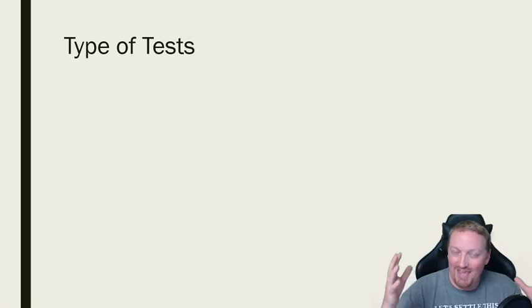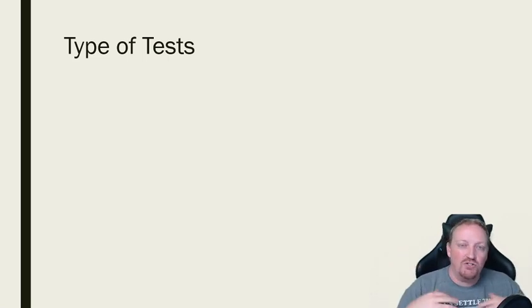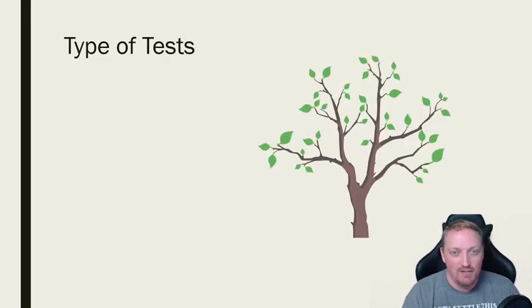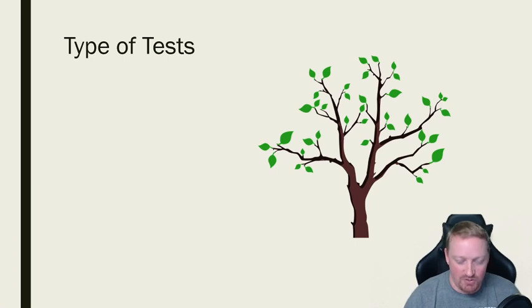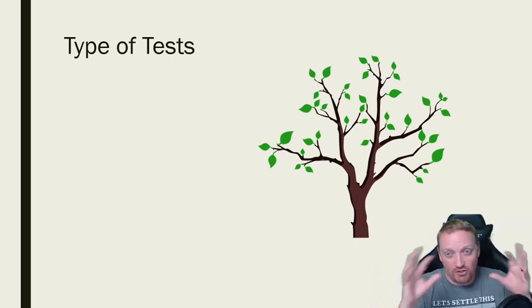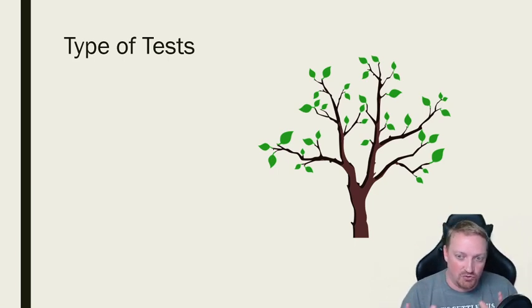What should the behavior of this application be? What should I expect it to be able to do? And then you write a test around that. So if we were to just imagine this tree-like structure, this is our code base. That is our tree-like structure.